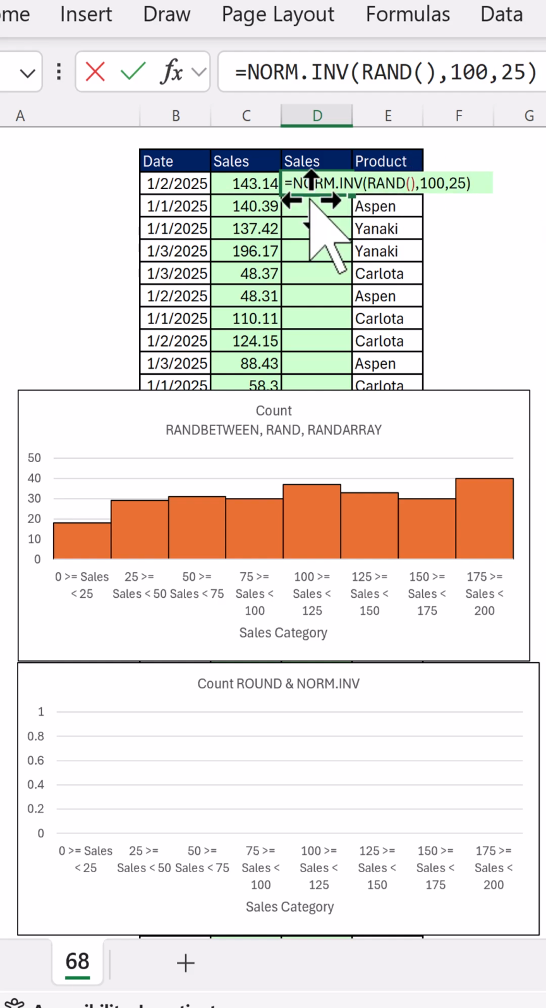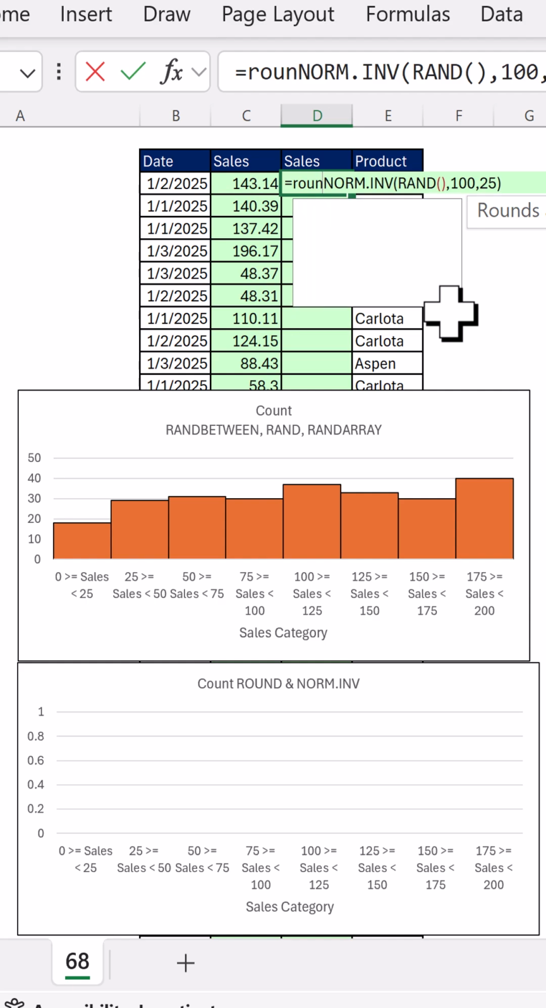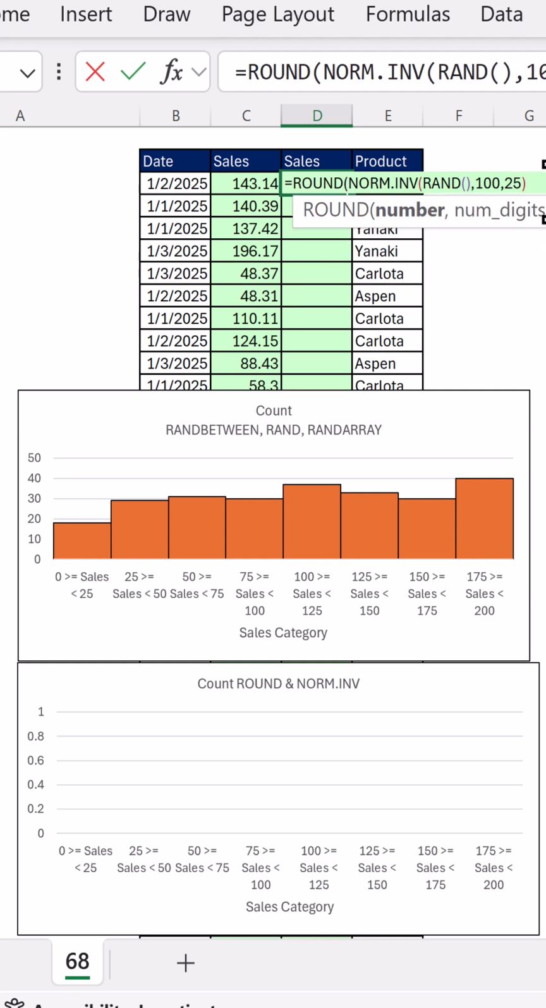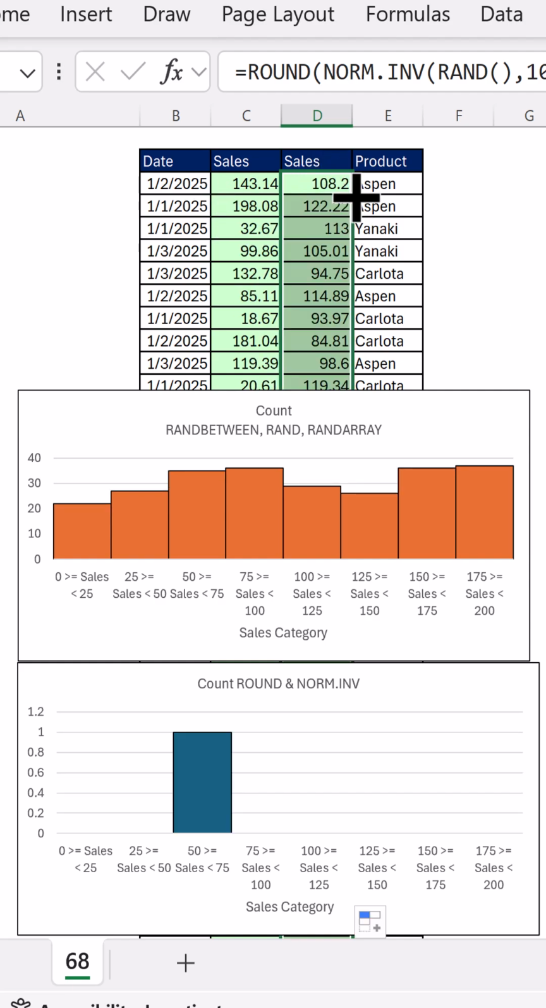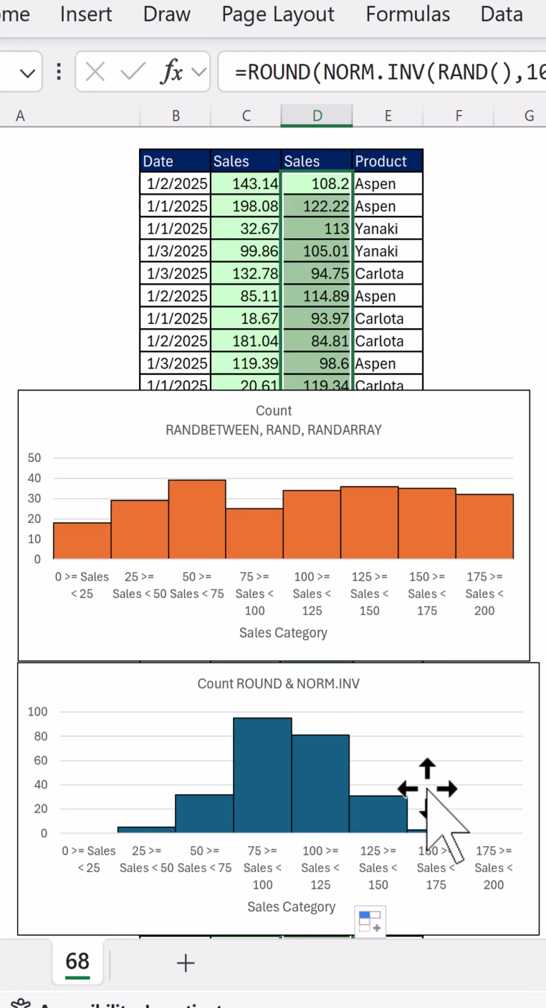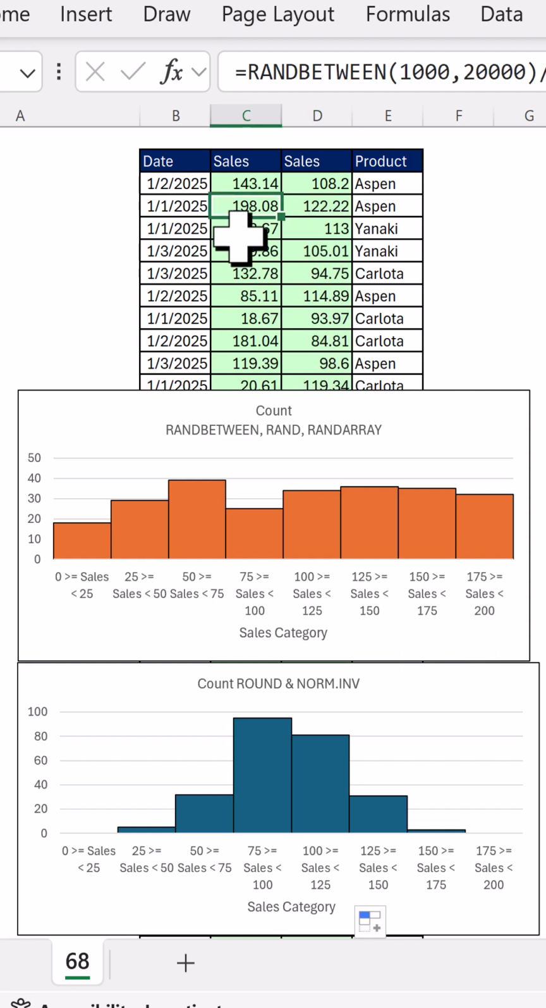Now the problem with NORM.INV is it's very messy with lots of decimals. So we have pennies here. So we're going to round the result to the penny. Control Enter, double click and send it down. And there we have two ways to randomize. RANDBETWEEN, well, that'll give us a more or less uniform distribution. And NORM.INV and ROUND, that will give us a Bell distribution.